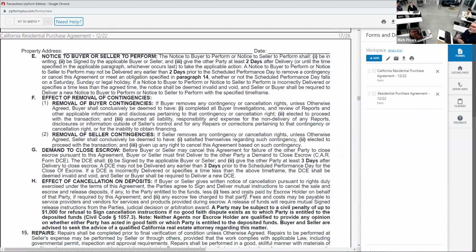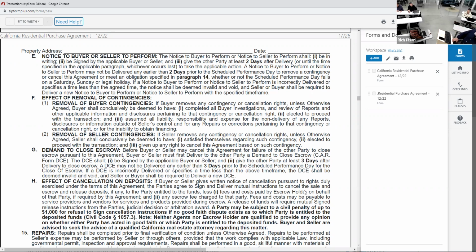And removal of buyer's contingencies. Once they've removed the contingency, there's no going back. There's no going, I thought about that a little more, and it still bothers me, and I want to cancel now because of that. And it's like, that ship has sailed. You've got to move forward. So if all contingencies are removed and somebody's not closing, you need to give a demand to close.